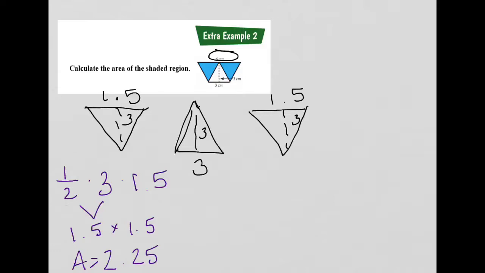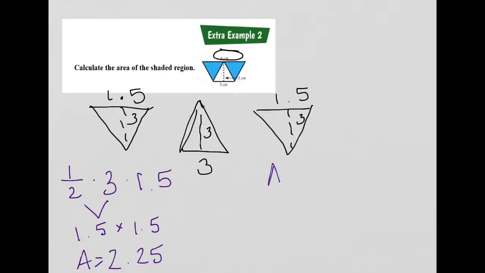Now, I have 2 triangles that are the exact same thing, so I know that this one is also going to be 2.25. This triangle in the middle is the only one that is not shaded. It's white. So I don't have to include this, which means I don't have to find the area of this one. So in order to find the area of the shaded region, which in this case we're going to assume is the blue piece, I'm going to take the 2 blue triangles and add them together.